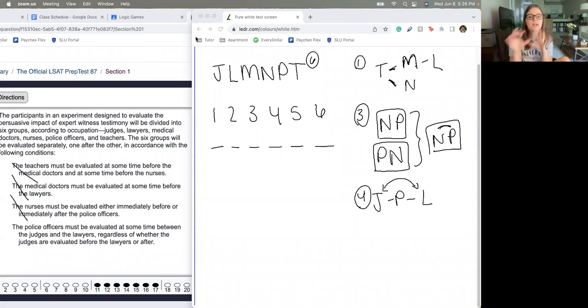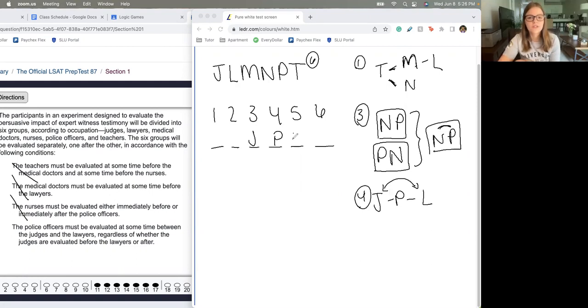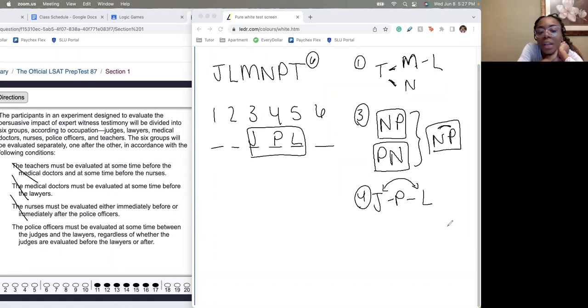Does anyone have questions on how we diagrammed that before I go into combining the rules? I do have a question, really quick. Technically, just to be sure, it's the same as with world number 1, the J and L can come basically anytime as long as P is between them. They don't have to be sandwiched together. Yes. Like J could be 1 and L could be 6.